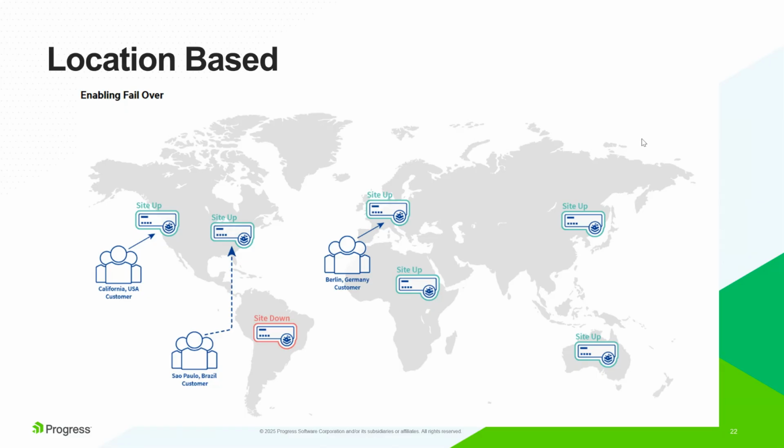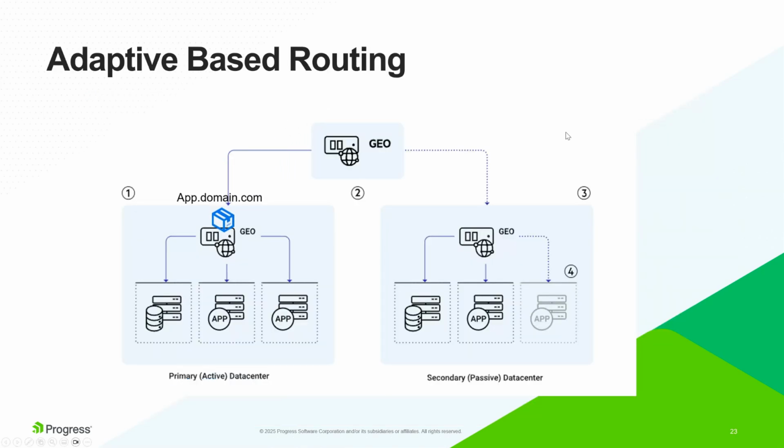Awesome. And next and last but not least, what we'll look at is adaptive base routing. So what does it mean for adaptive base routing? If you look at the diagram, it's going to be very similar to what we had earlier, which was the active DR type situation. So now in the adaptive base routing, it's going to target the primary data center. All the requests that are coming in are going to go to the primary data center.